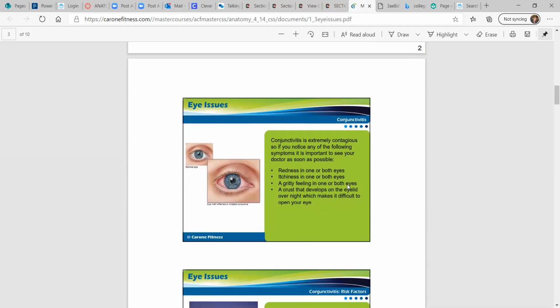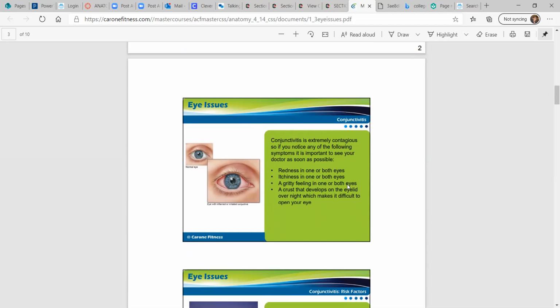Now, pink eye is very contagious. So if you see anybody with pink eye, keep your distance. It's kind of like COVID, just keep your distance, wash your hands. And if you notice any of these symptoms in yourself, I would suggest going to your doctor.